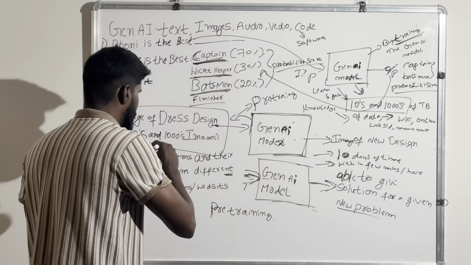Correct, right? If you want to create a draft of that, it would have taken 10 days. But with Gen AI, you have improved the time from 10 days to a few minutes to a few hours. The initial draft is ready for you for the costume design. Correct, right?